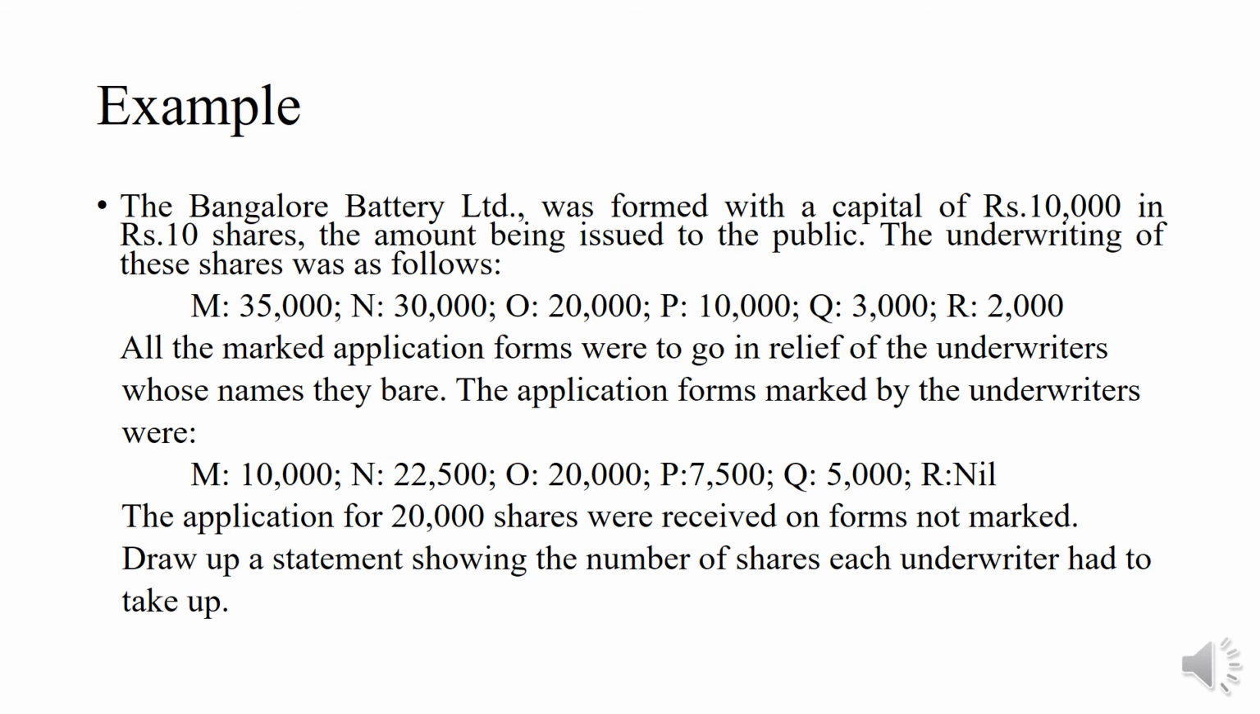The application forms marked by the underwriters were M 10,000, N 22,500, O 20,000, P 7,500 and Q 5,000, and for R it is nil. The applications for 20,000 shares were received on forms not marked. That means they are the unmarked applications. Draw up the statement showing the number of shares each underwriter had to take up. Let us solve this problem.